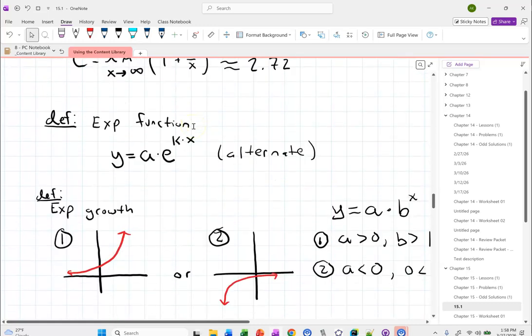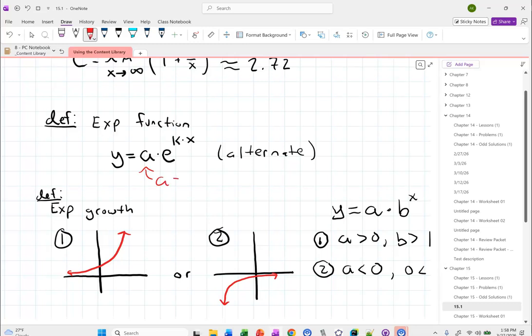So we can define an alternate way to write an exponential function as y equals a times k to the x. And I guess we should say the same thing about a, that a is not 0 and k is not 0, because otherwise everything is trivial. Everybody's okay? Yeah. All right.